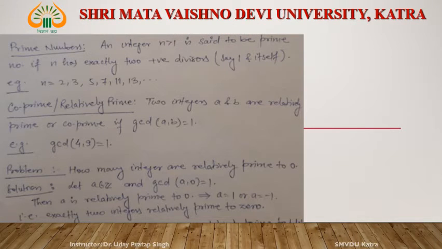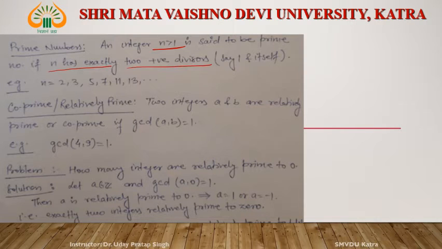Now come to the prime numbers. What is a prime number? See the definition. An integer n greater than 1 is said to be prime if n has exactly 2 positive divisors, right?